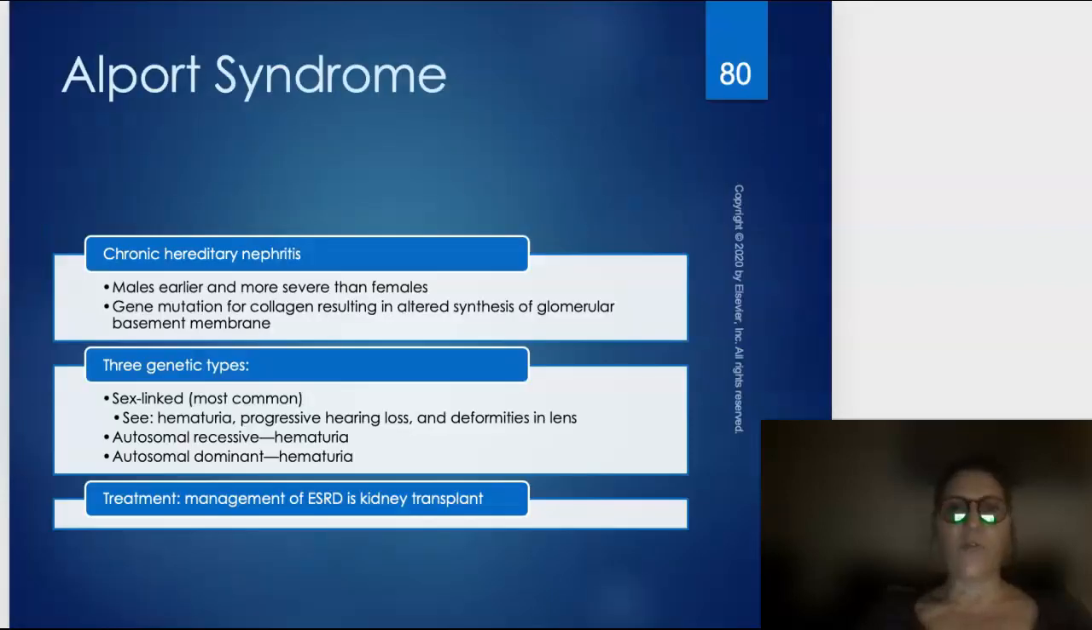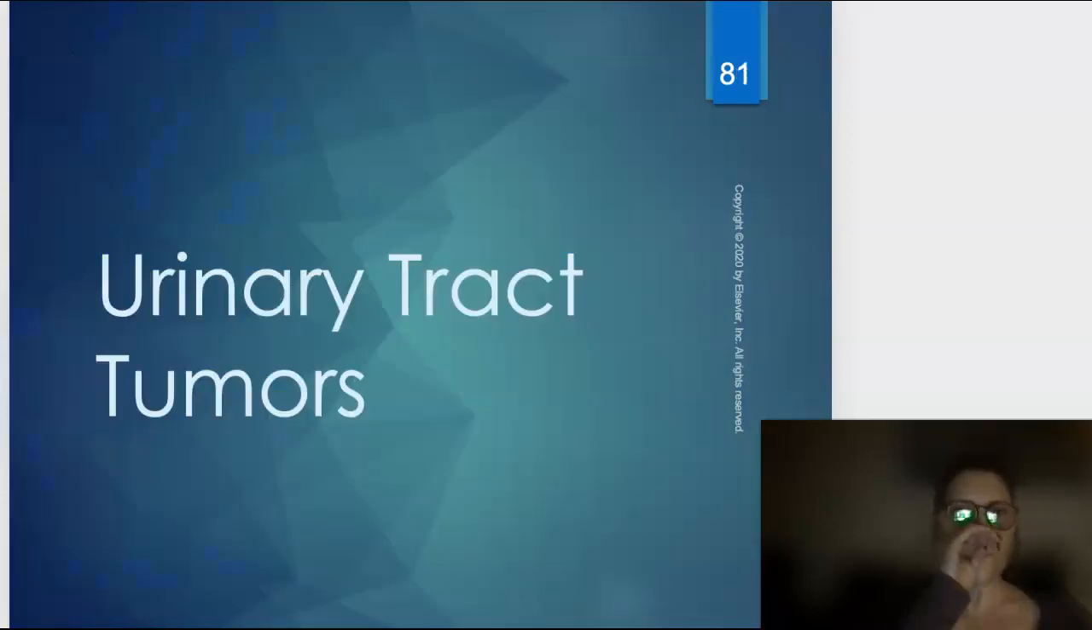Alport syndrome. This is a chronic hereditary nephritis. Males are affected earlier and more severely than females. The gene mutation for collagen results in altered synthesis of the glomerular basement membrane. There are 3 genetic types. The sex-linked is the most common. They could have hematuria, progressive hearing loss, and deformity in their lens. Autosomal recessive and autosomal dominant, they're going to have hematuria. The treatment is management of end-stage renal disease, such as a kidney transplant.